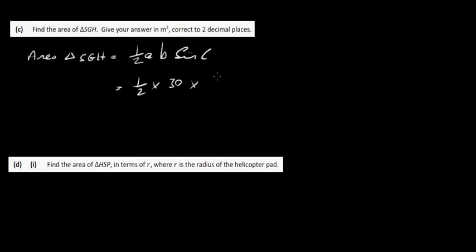So the area of the triangle SGH is going to be equal to half AB sine C. So in our particular case, we've got half times A, which is 30, B, which is 58, and then we've got sine of the angle in between them, which is 68 degrees. So all you've got to do is just work that out. And do we need to round this? Yes, we need to round it to 2 decimal places. So you should get 806.65.